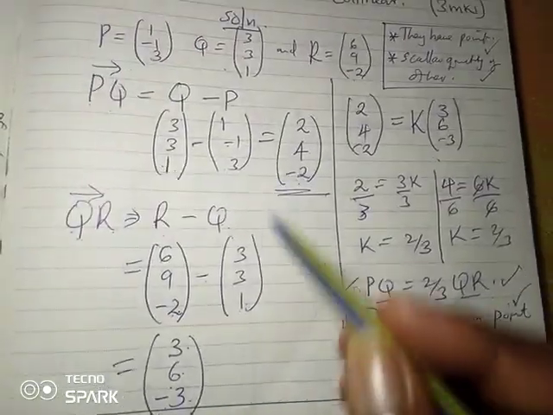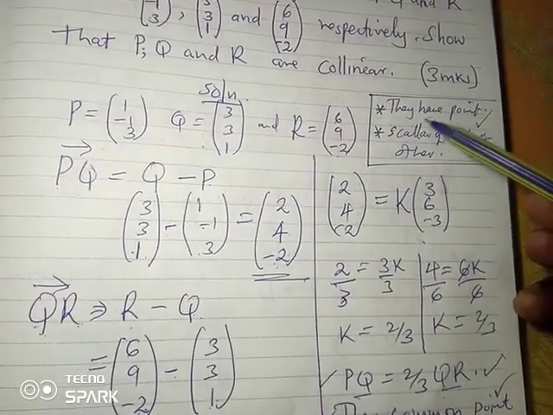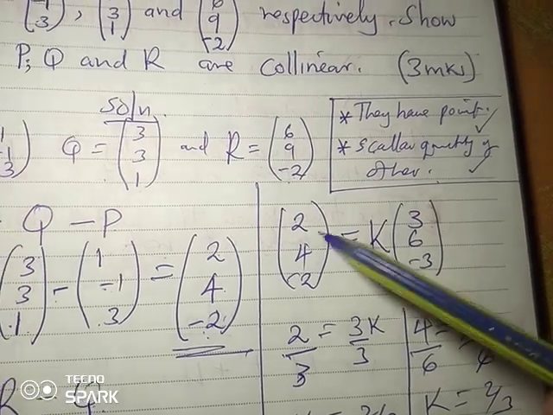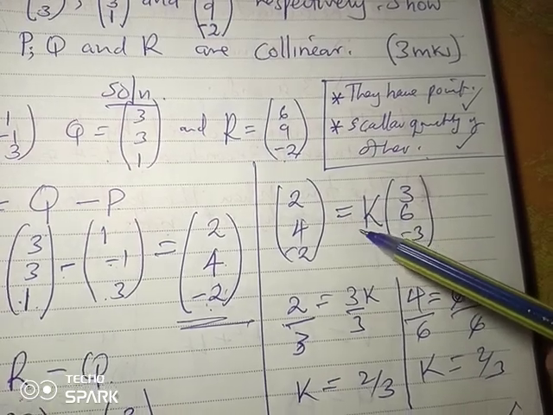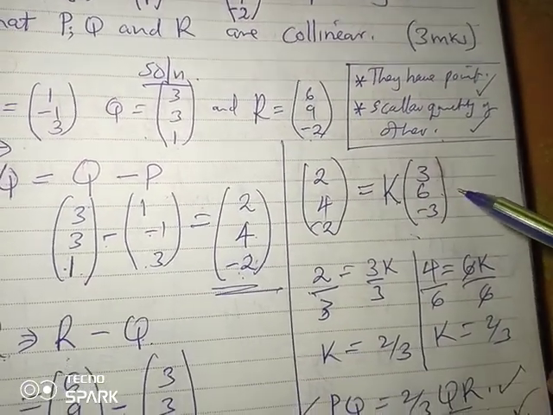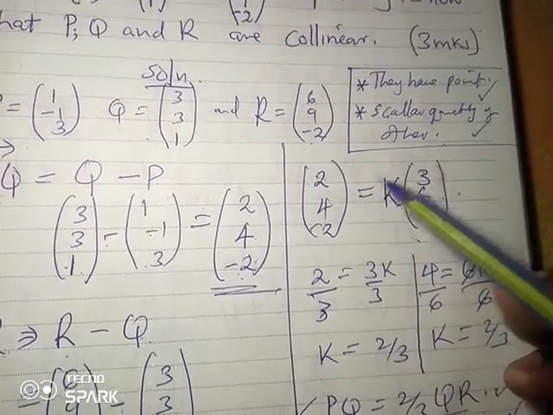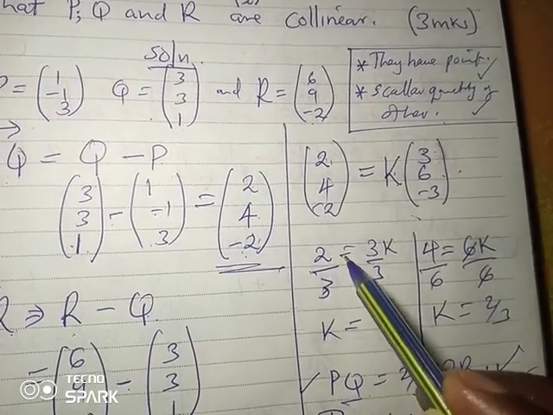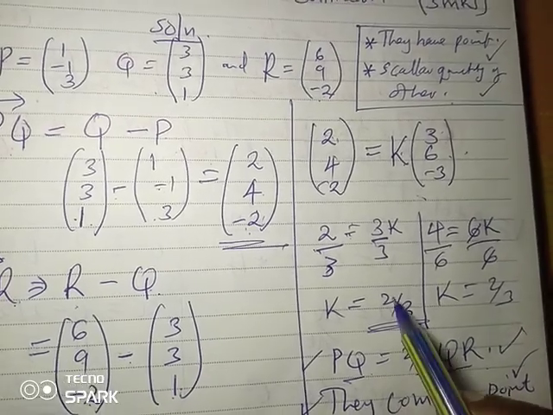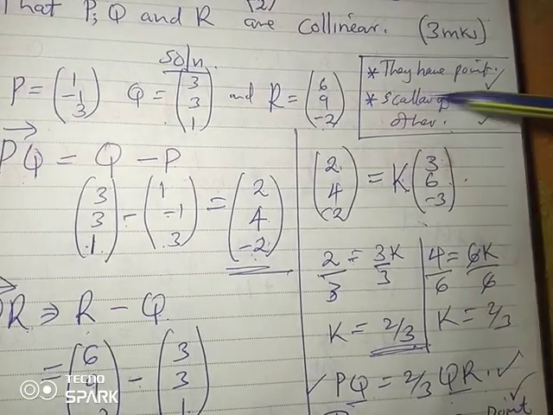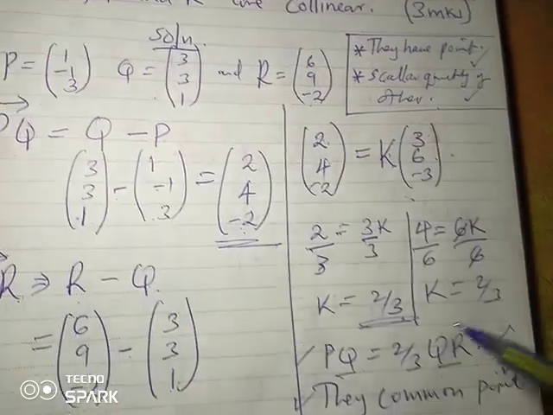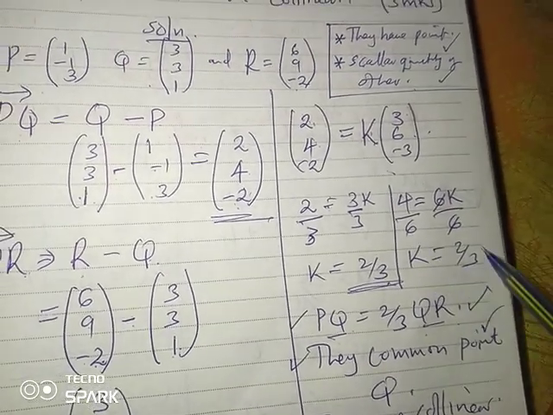So now we have the 2 column vectors. We want to verify whether one can be a scalar multiple of the other. This is the law here. It means PQ should be equivalent to a certain K, which represents a scalar, times QR. To do this, I'm going to consider individual elements, starting with the upper elements, 2 and 3. So 2 should be equivalent to 3K. Dividing by 3 on both sides, I find K should be 2 over 3. The same law should apply to all the elements. Let's prove it with the second element: 4 should also be equivalent to 6K. Dividing by 6, K is still the same.